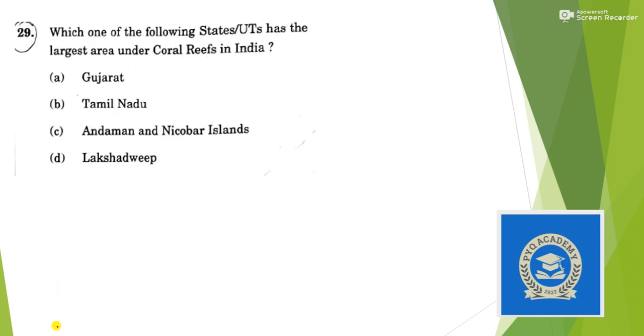Next, which one of the following statements about the coasts of India is correct? All the statements are correct. So the answer should be option D. It was also an easy question.